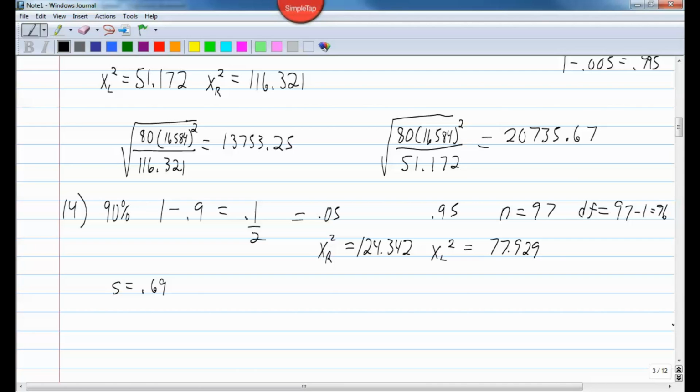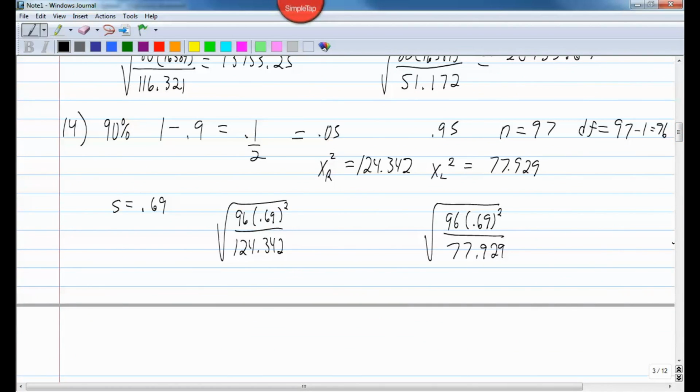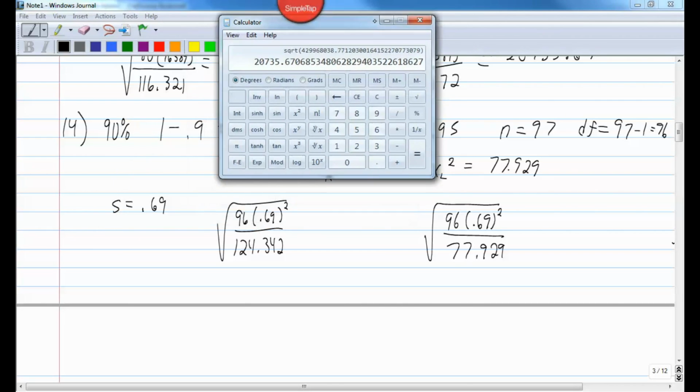All right, so we need to find the left and the right endpoints. So I need n minus 1, which is 96, times standard deviation squared over, if it's the left endpoint, I use the right critical number. All right, I'm going to do the same thing here. It's the same numerator. It's the right endpoint, so I use the left critical number. I want to know just how far off we actually are going to be to the answers we should get. This should be interesting.